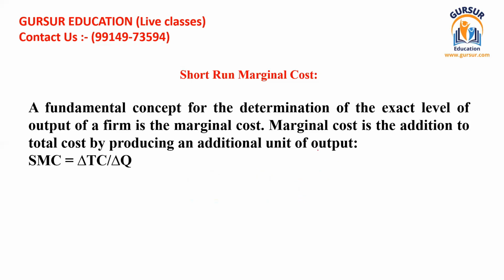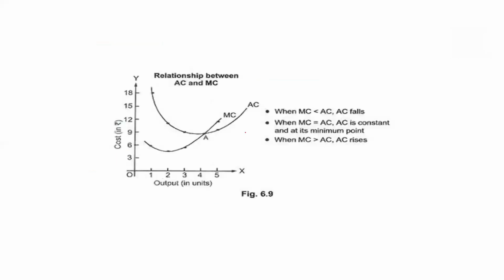So it just says that marginal cost is the addition to the total cost by producing an additional unit of output. Its formula is delta TC divided by delta Q, that is, change in the total cost divided by change in the quantity. So this is also U-shaped. Here in this figure, the relationship between AC, that is average cost, and MC, that is marginal cost, has been given.